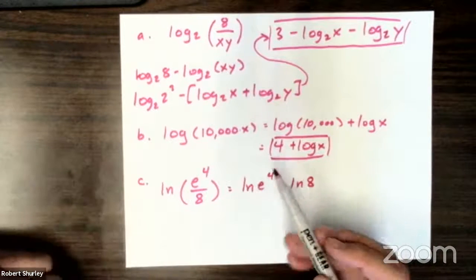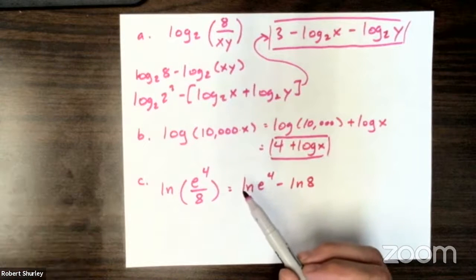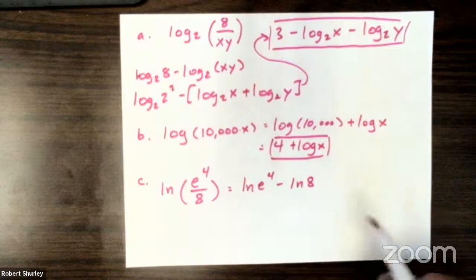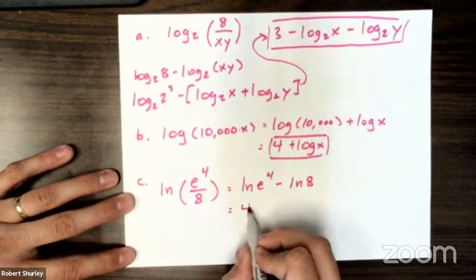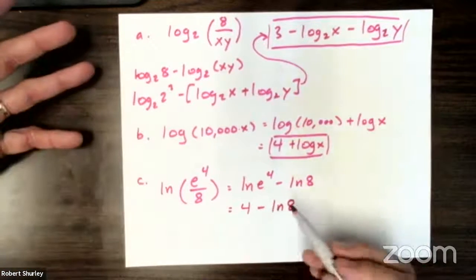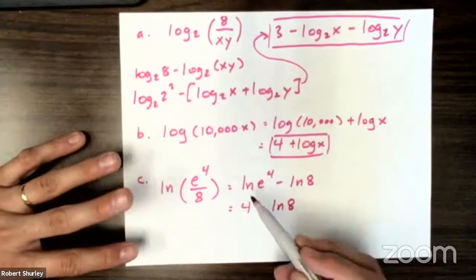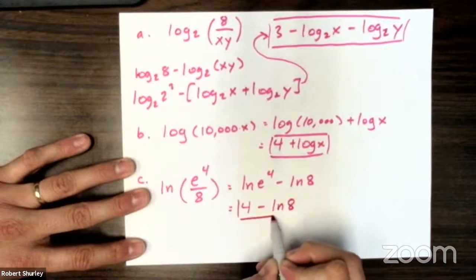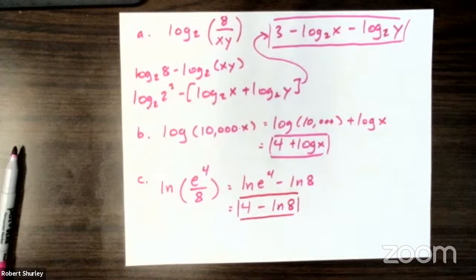Now, ln e to the 4th, just like before, the ln and the e cancel each other out because ln is really log base e. So it cancels with the e, and it leaves you with that 4 minus ln 8. Now ln and 8 doesn't cancel. You can find this number. It's going to be some irrational number, right? You can pop this in the calculator and you'll get a number, but we're going to stop here. Any questions about these before we go on to the last rule?